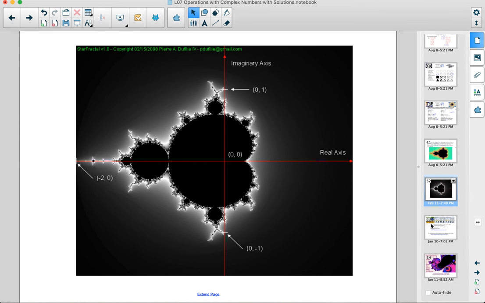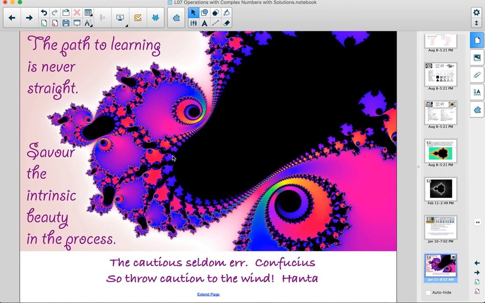So I'm going to show you over here that I created this using that Mandelbrot Set Explorer. And I'm noting the path to learning is never straight, which is absolutely 100% true. It isn't straight. So I've got some interesting curves here. And savor the intrinsic beauty in the process of learning. So it seems like you're struggling, but in fact, it's a fascinating journey to higher learning. And then on the bottom, I've added "the cautious seldom err." That's what Confucius said. So I say throw caution to the wind because that's the only way you can learn, by making lots of errors.